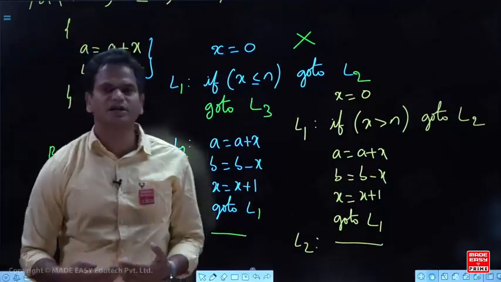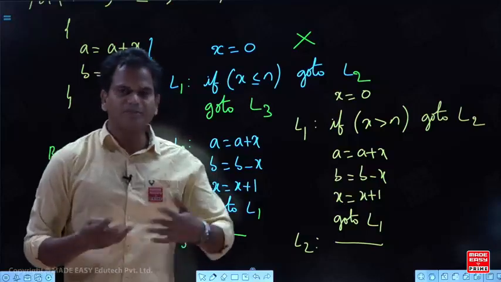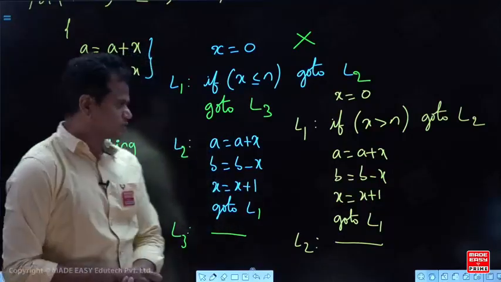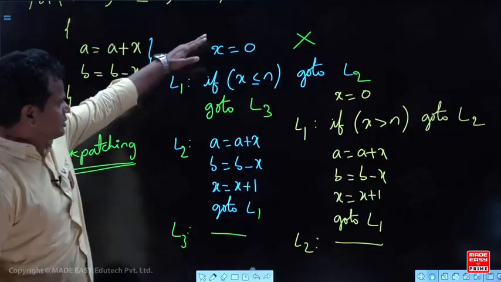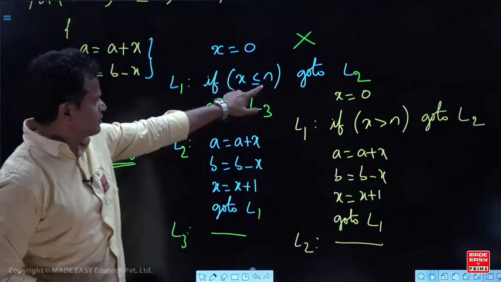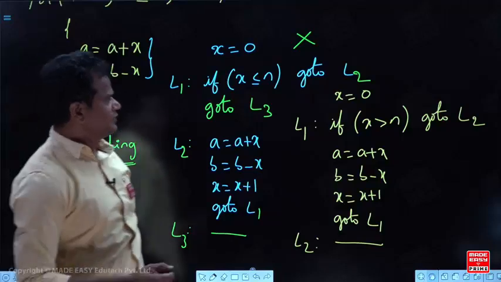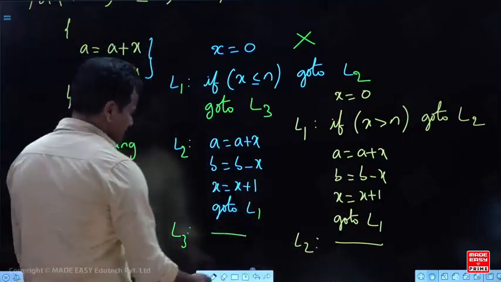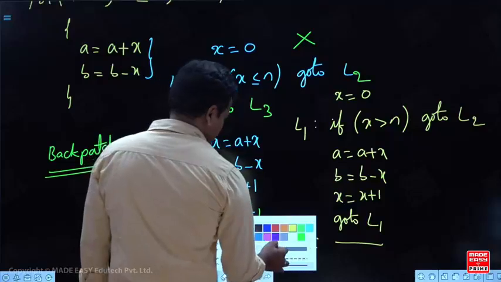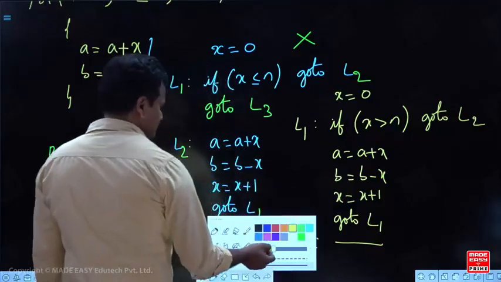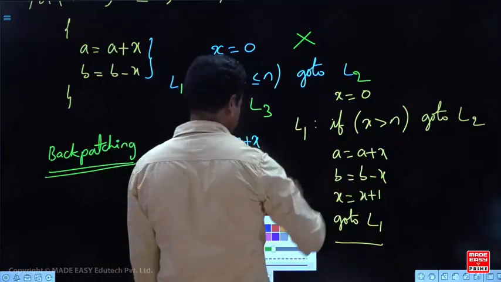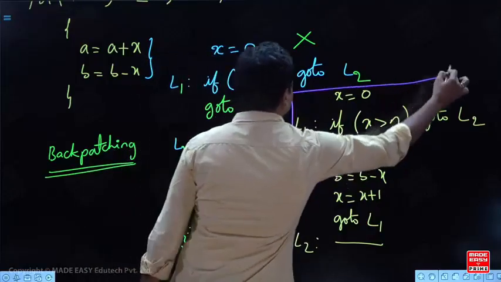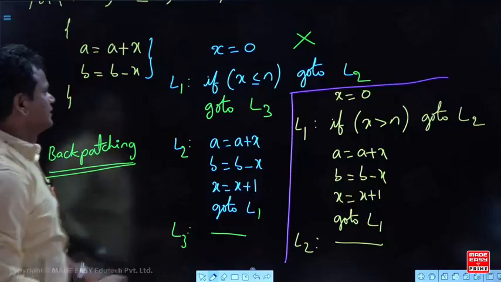The logic is your wish. The same program can be written in different ways by different students or different people. If you want to use x less than or equal to n, this will be the code. If you want x greater than n, this will be the code. You may even write something better than this code. That depends. Either this or this, you can use anything.